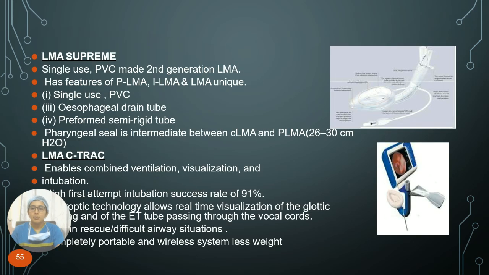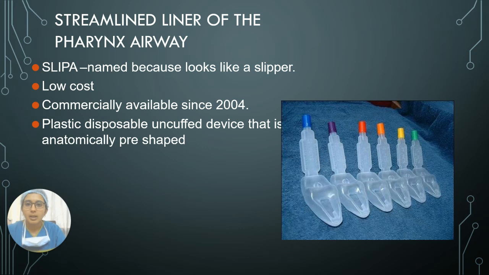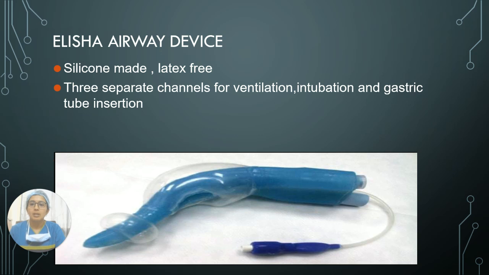Then LMA Supreme, a single-use PVC-made second generation LMA, has features of ProSeal LMA, intubating LMA, and LMA Unique, single-use and PVC made. LMA C-Track enables combined ventilation, visualization, and intubation. Laryngeal suction tubes: it's a double lumen silicone tube. Second lumen helps in gastric suctioning and insertion of nasogastric tubes. These are streamlined liner or slipper because it's in the shape of a slipper. Then the Elisha Airway, silicone made and latex free, with 3 separate channels for ventilation, intubation, and gastric tube insertion.